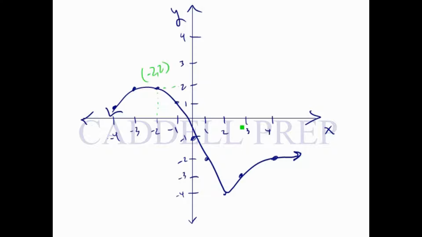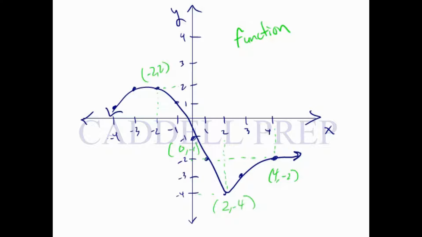Similarly, if we look at when x is 2, we just see where it is on the graph. We have a y value of -4. So 2, -4. If we look at when x is 4, just see what the y value is for the function there. In this case, it's -2. So 4, -2. And when x is 0, we have -1. So 0, -1. For each x value, there's only one associated y value. That makes this a function.